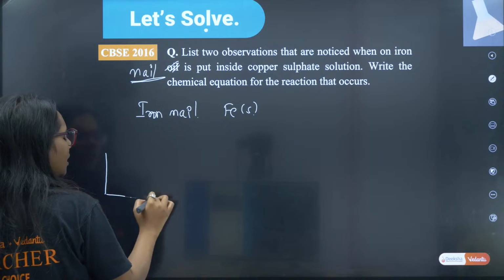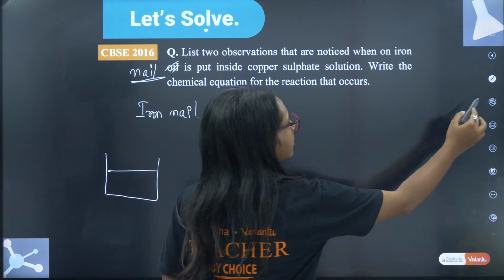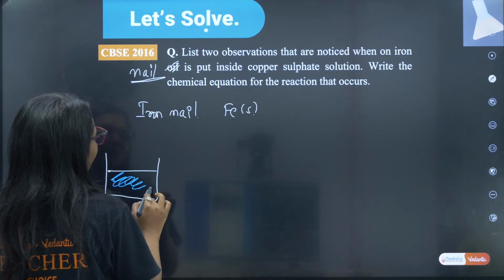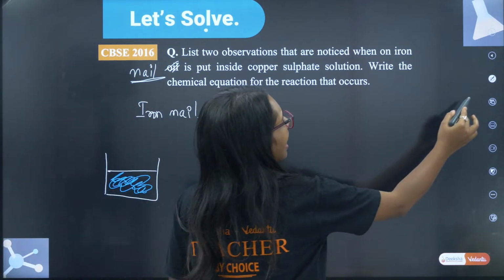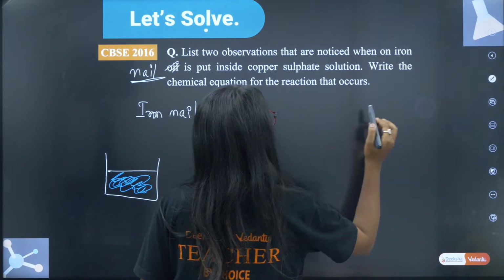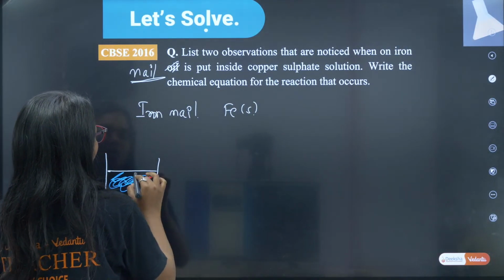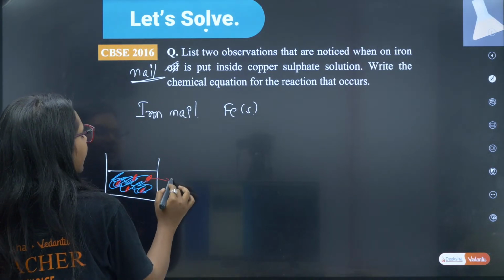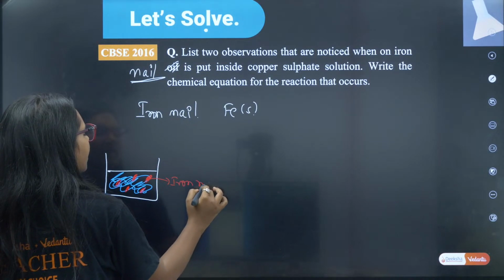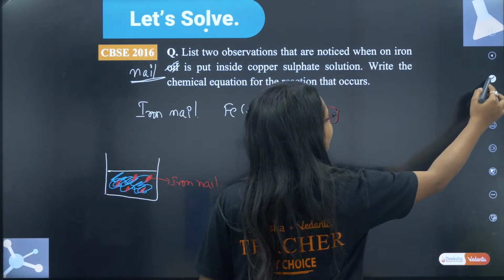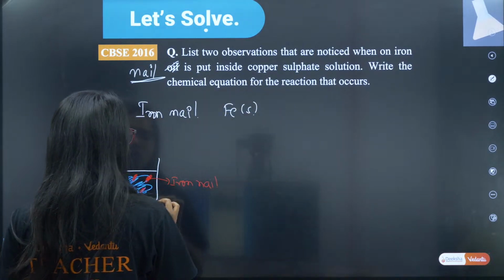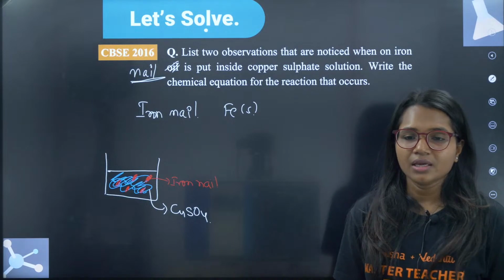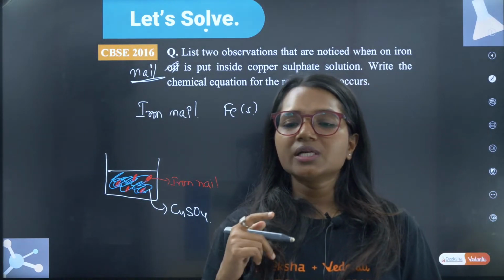Correct? For example, you have taken one beaker. In this, you have put blue copper sulfate. Copper sulfate is blue in color, and in this you have put a brown iron nail. What is the color of iron? These are iron nails. Is this color visible to you? And this is being dropped in the copper sulfate solution. So what is going to happen? Tell me. Yes, iron is going to displace copper.